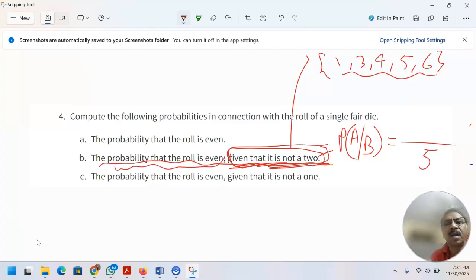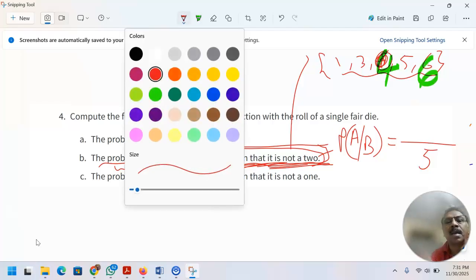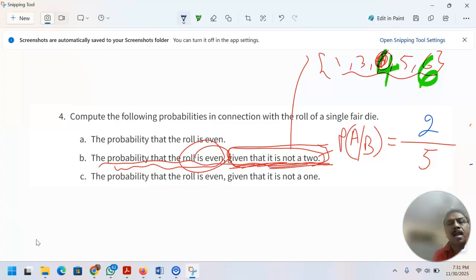And among those, how many are even? And you can see the even ones are, sorry, this 4 and this 6. So there are 2 of them. So directly you could also write that it is 2 out of 6. But it is better to write the conditional probability formula to get the answer.